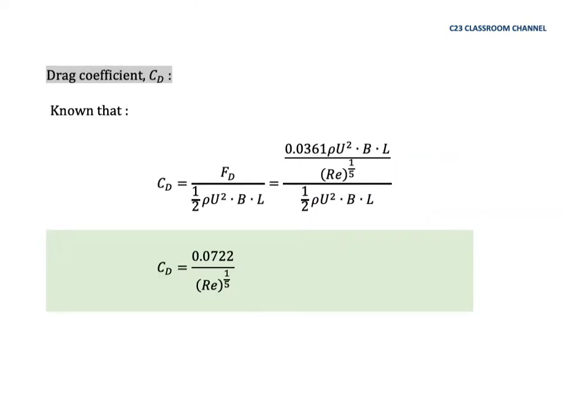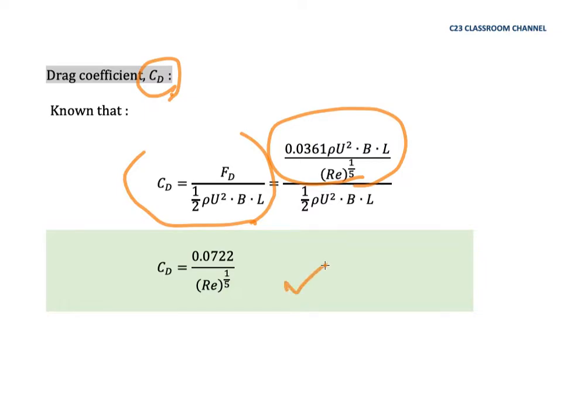And then we could calculate the drag coefficient. If the symbol is capital D, it means it is the average, the overall drag coefficient. So the idea is this one. And then we substitute the value of the drag force here. We could get it is equal to 0.0722 over Reynolds number to the power of 1 over 5.